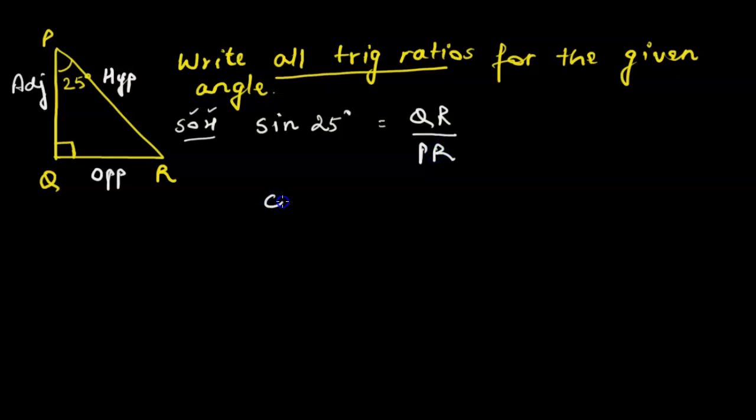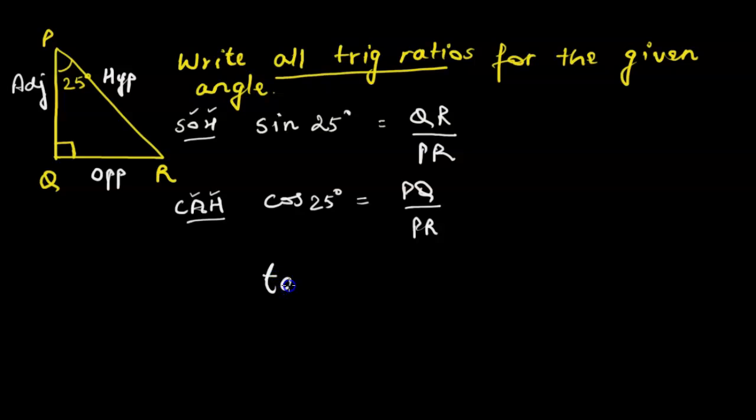Next ratio we have to write down is cosine 25. Cosine is CAH, that means cosine of an angle is adjacent over hypotenuse. Since we have to describe cosine for the same angle 25 degrees, adjacent side is PQ and hypotenuse side is PR.